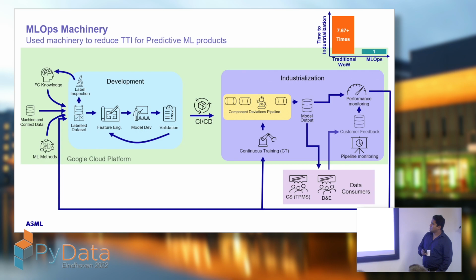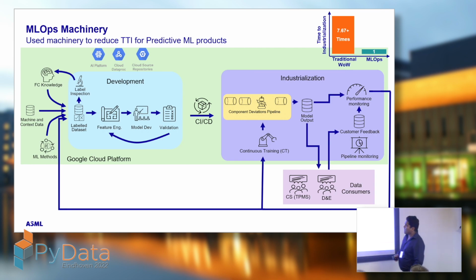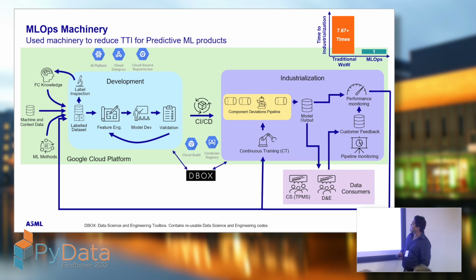Now, let's say the machinery. Some of you might be very interested in what is the machinery behind this architectural picture. Of course, we are in Google Cloud Platform. We use AI Platform. We use Dataproc for our Spark pipelines, and Cloud Source Repositories where our code is stored. And we are of course using Container Registry where our containers are stored, and Cloud Build for our CI/CD part.